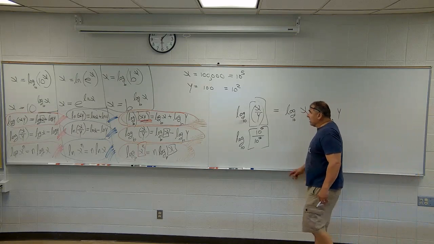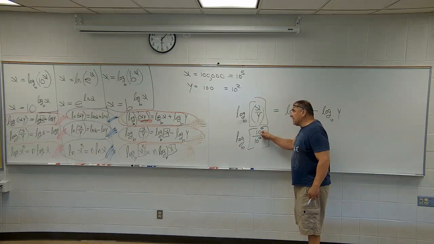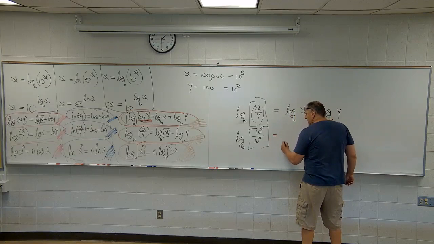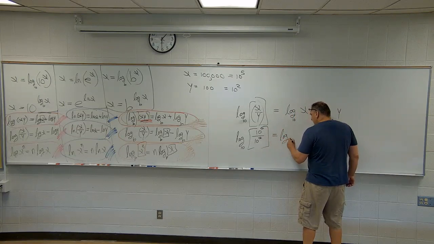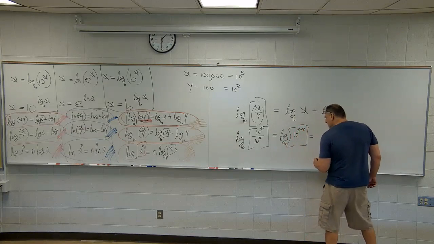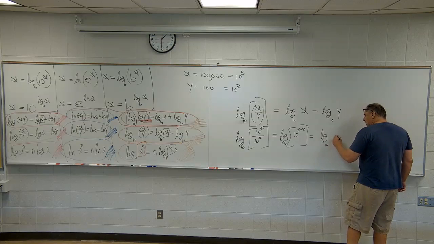So let's time out for a second. Yeah, it's the same stuff up here, guys. X is 100,000. That's 10 to the fifth. Y is 100. That's 10 to the second. Subtract. Wow, it all comes back to us, doesn't it, guys? That's 5 minus 2 is 3.